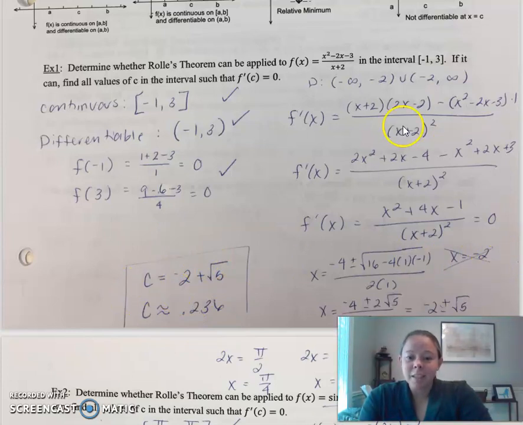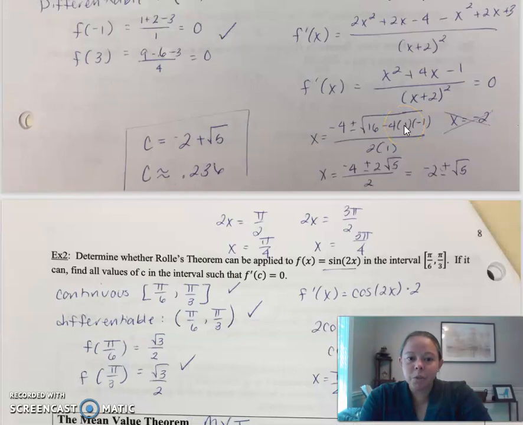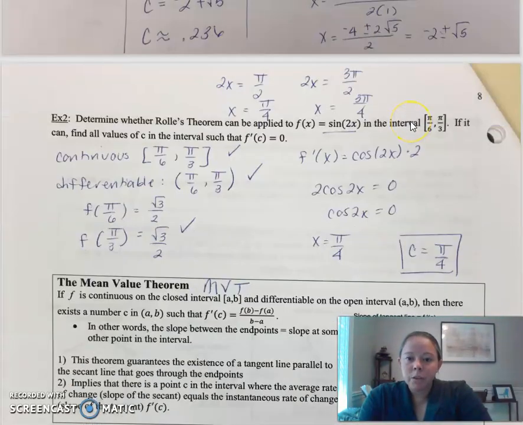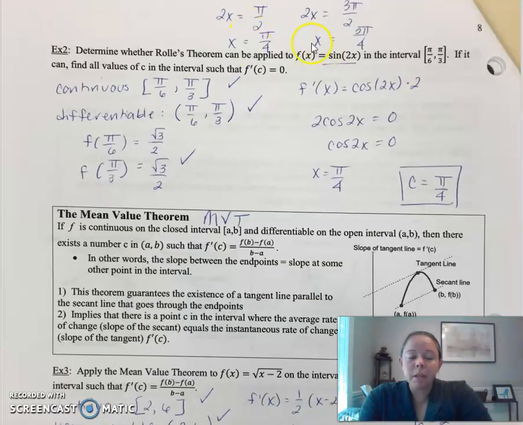All right, now here's another example using Rolle's theorem. So determine whether Rolle's theorem can be applied to this, sine of 2x, in the interval. If it can, find all values of c in the interval such that the derivative equals 0. All right, so it is continuous. We know that's a continuous function there. It's differentiable. We're good to go.